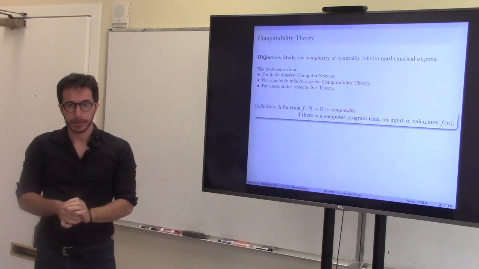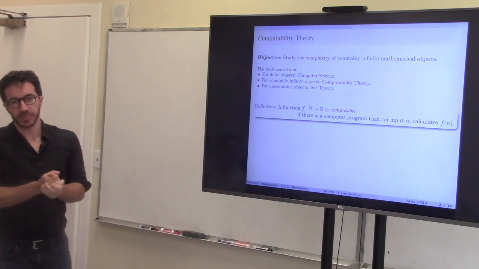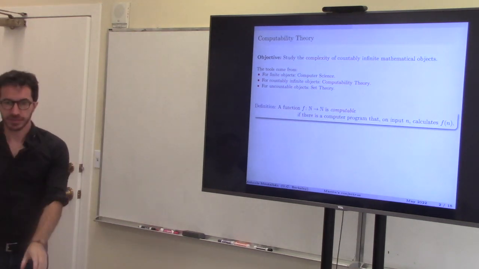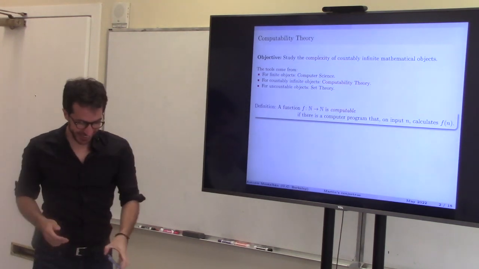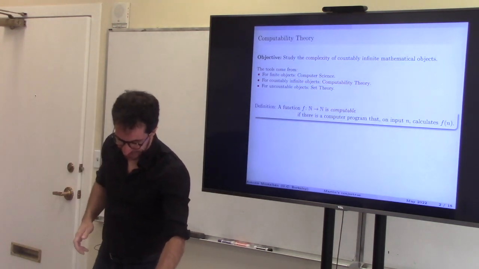I'm laughing because one of the main textbooks in category theory is called Category Theory for the Working Mathematician. Ah, yeah, the same idea.